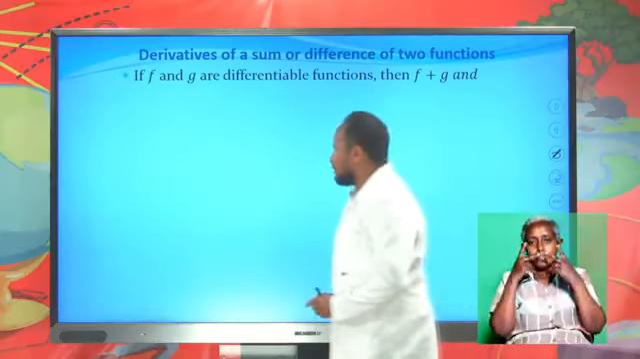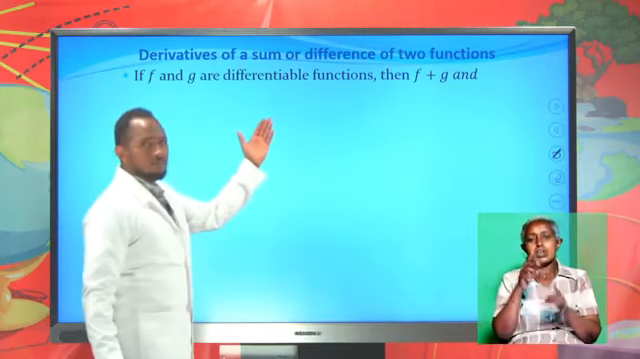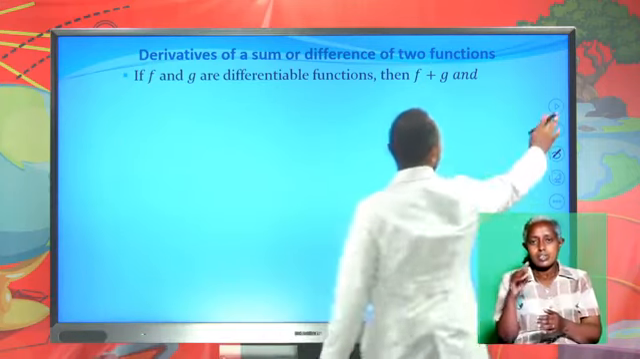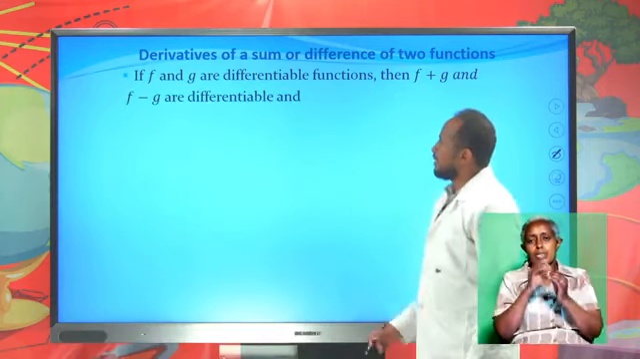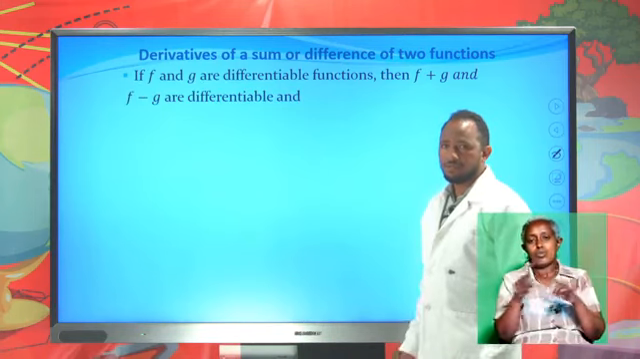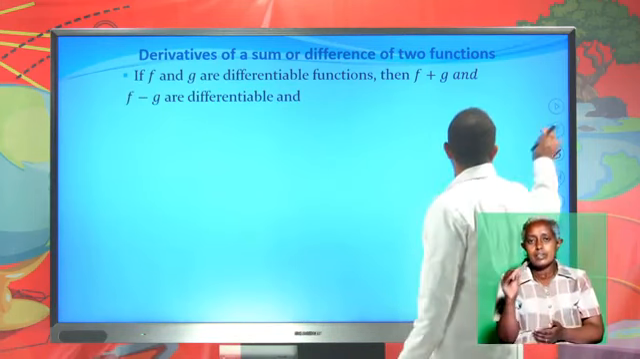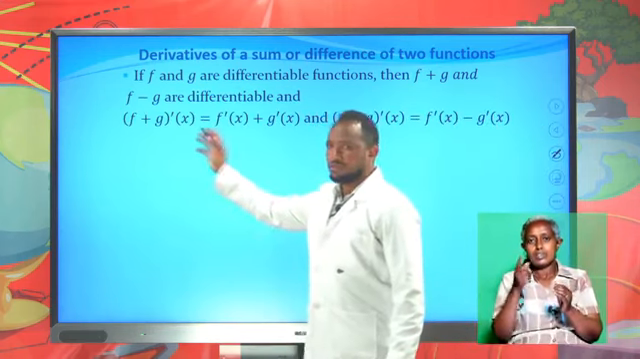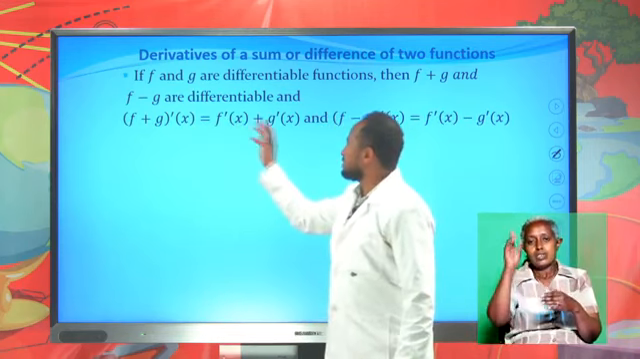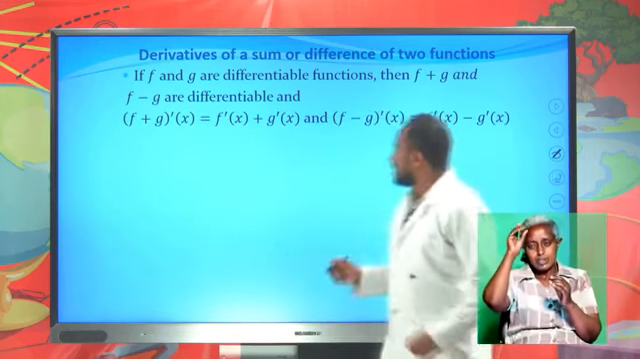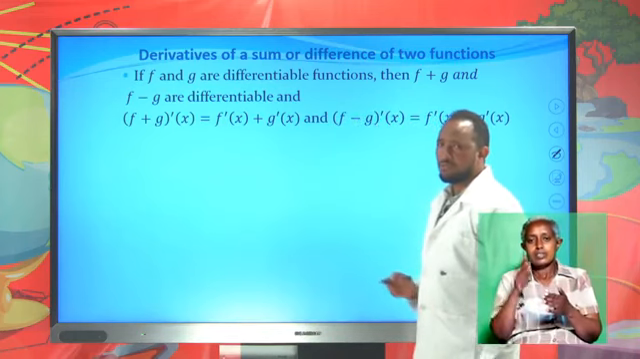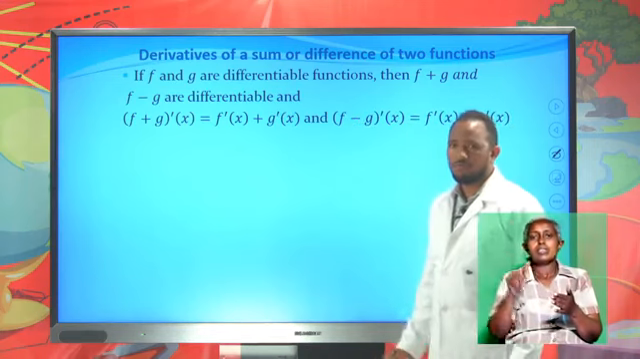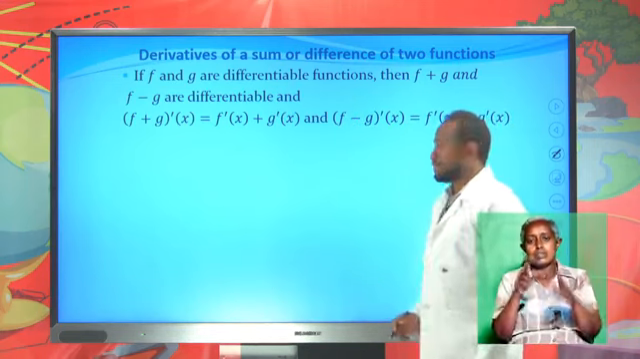Now let's see this one. If f and g are differentiable functions, then f plus g and f minus g are also differentiable. And the derivative of f plus g of x is equal to simply the derivative of f plus the derivative of g. And the derivative of f minus g is given by simply the derivative of f minus the derivative of g. So let's see the proof of this.